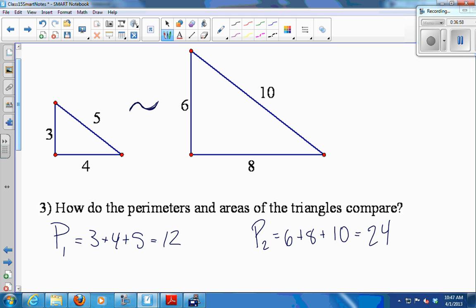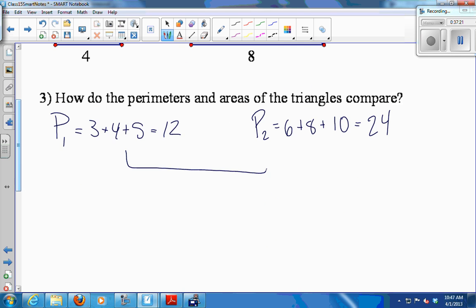So what do you notice about the relationship between perimeter 1 and perimeter 2? Double, right? It's the same factor as all the lengths. So these two triangles are related in that every length in triangle 2 is 2 times the length from triangle 1. Same relationship holds for perimeter. Same scale factor.